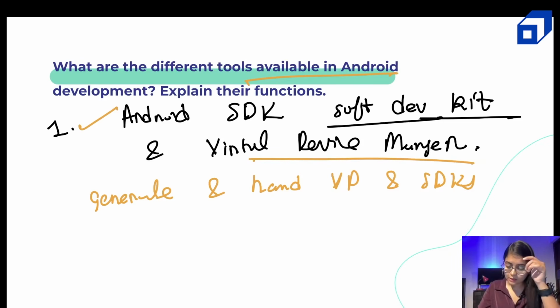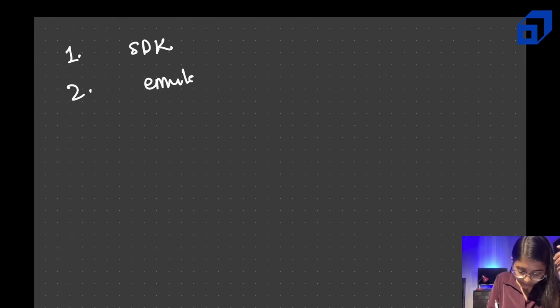Let me make a new page so that I can explain easily. Number one we saw SDK, right? Number two is your emulator. Most of you would have used the emulator while developing an Android application. When you create an application, you want to run it to check how it will actually look on a device, on an Android phone. That's where you use the emulator, right?